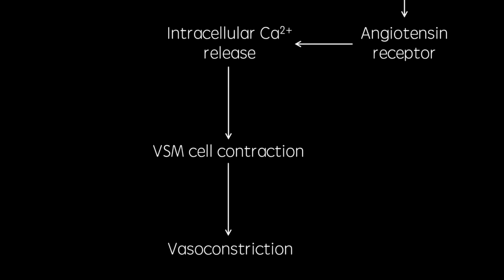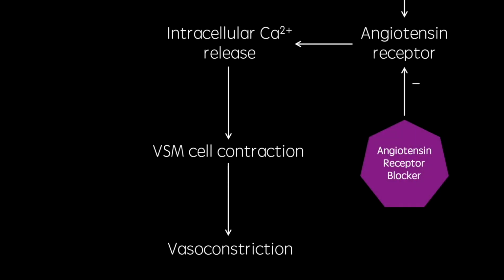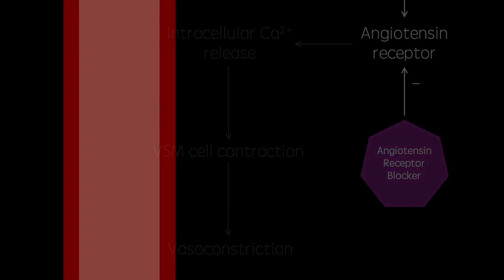Similarly, angiotensin receptor blockers, or ARBs, prevent angiotensin 2 from activating its receptor, and therefore the same downstream effects are halted, again resulting in vasodilation. Drugs in this class include candesartan.